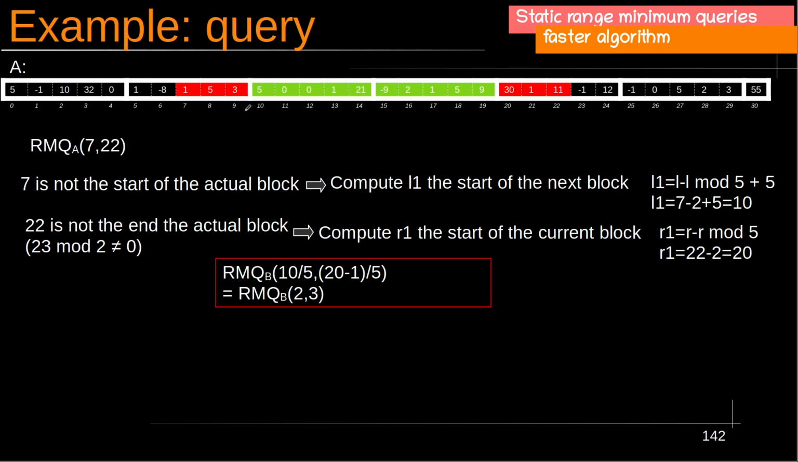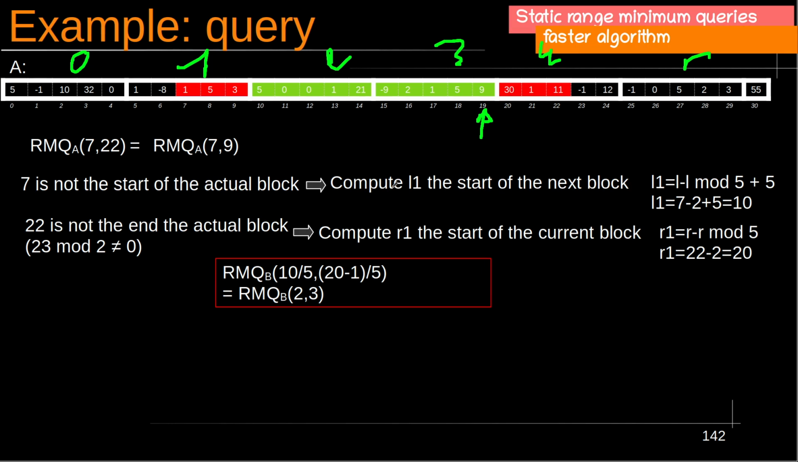So SMRQ we can now compute easily. We can compute SMRQ on the array of blocks B from 10 over 5, which is block number 2. This is block number 0, block number 1, block number 2, 3, 4, 5. This is the number of blocks in the array B. So 10 over 5 is equal to 2, and 20 over 5 minus 1. But why minus 1 here? Because we want the end of block number 3, not block number 4, since 20 is the start of block number 4. So we want the range from block 2 to block 3, which we will compute using the Sparse table.